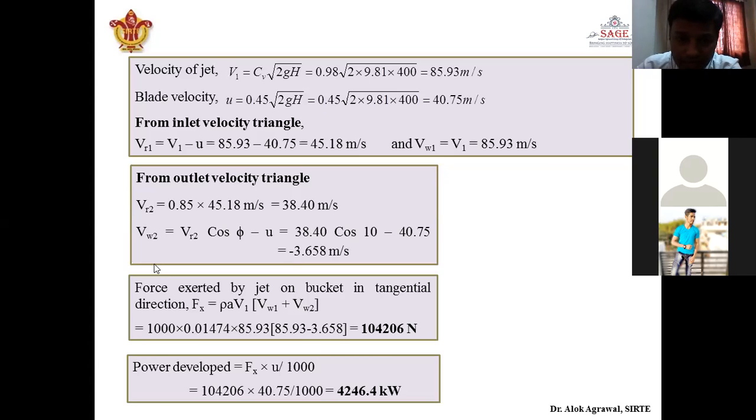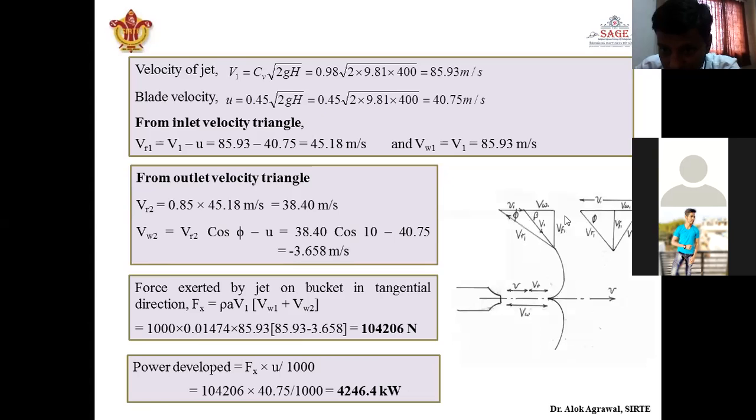Once we get VW2 as a negative value, the velocity triangle will not remain as it used to be. So what will be the modification in the outlet velocity triangle? Let's see. This one is the old velocity triangle where beta is the acute angle and VW2 is a positive value. Now this will be changed a bit, and VW2 will be on the right side of this point, and beta will become an obtuse angle.